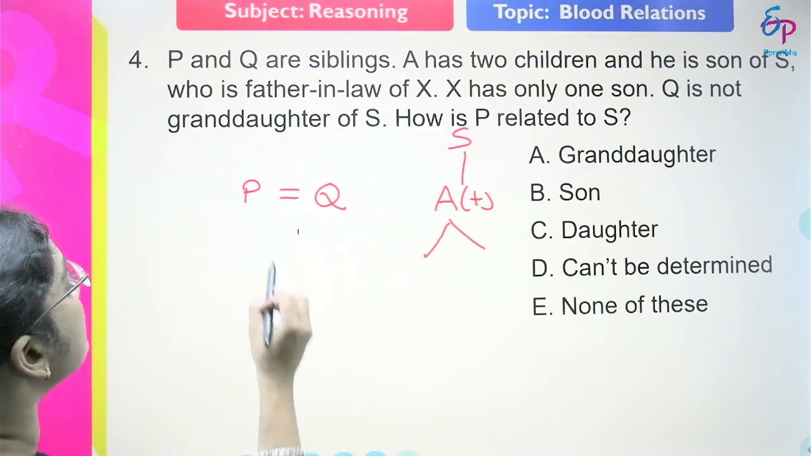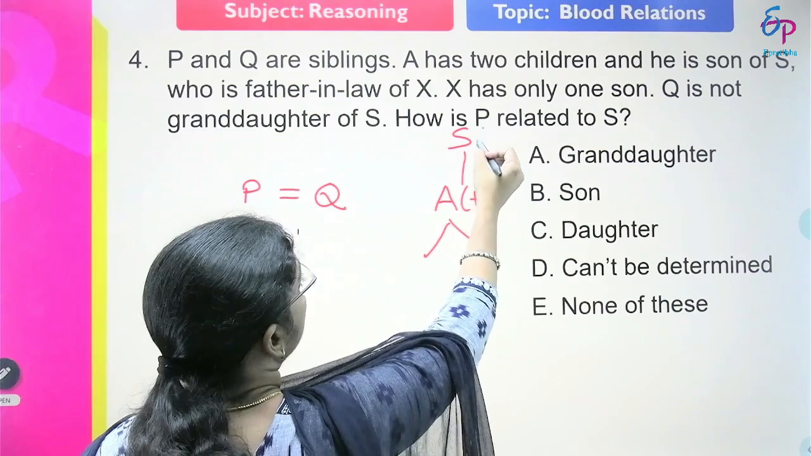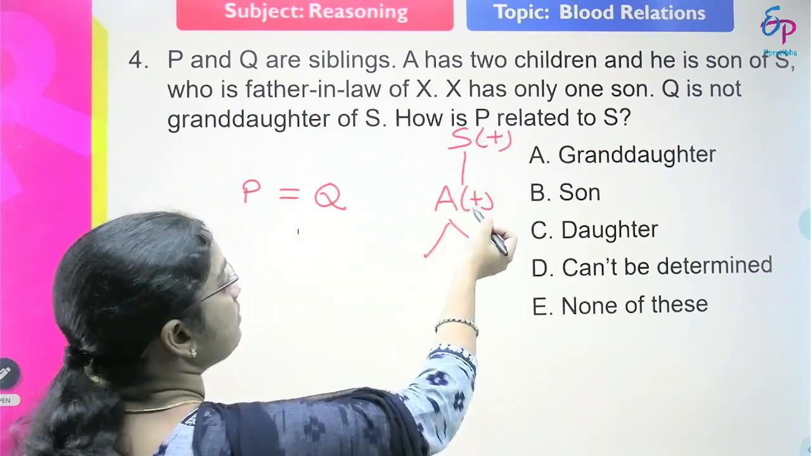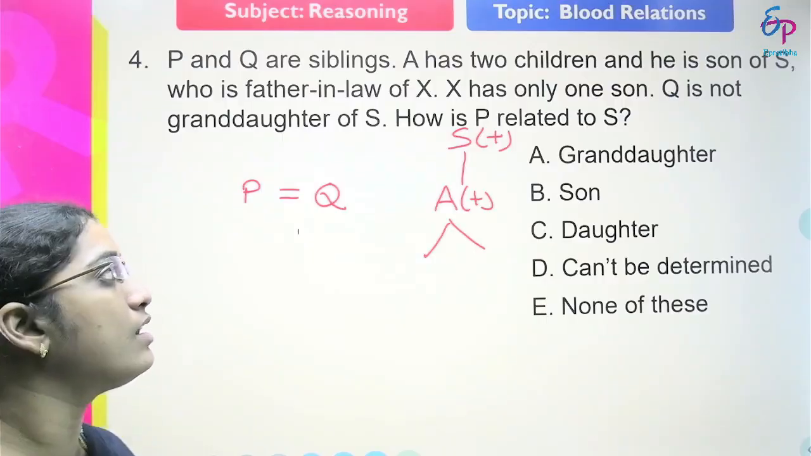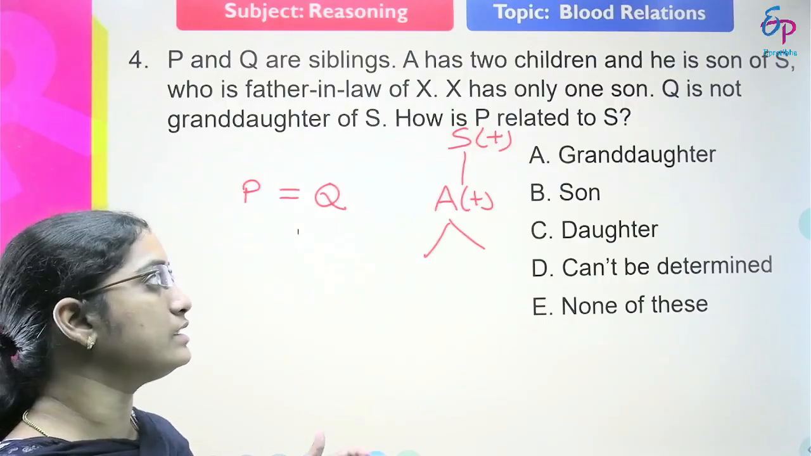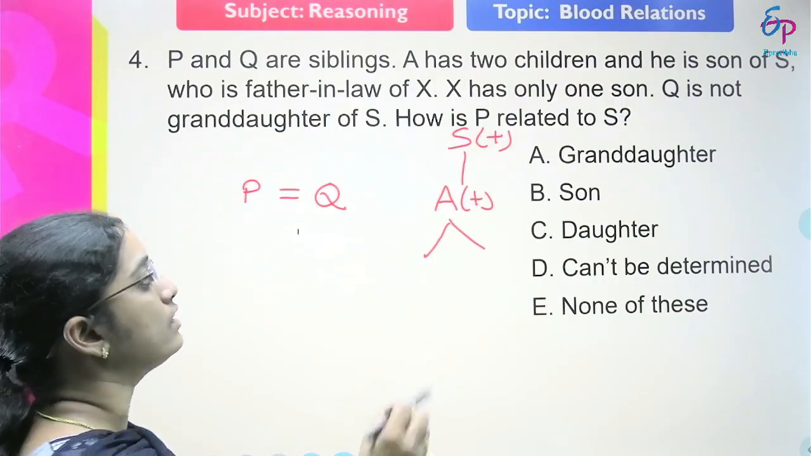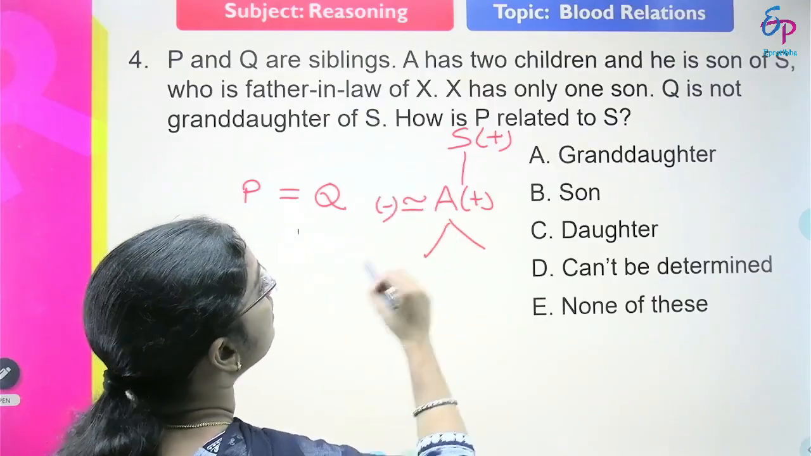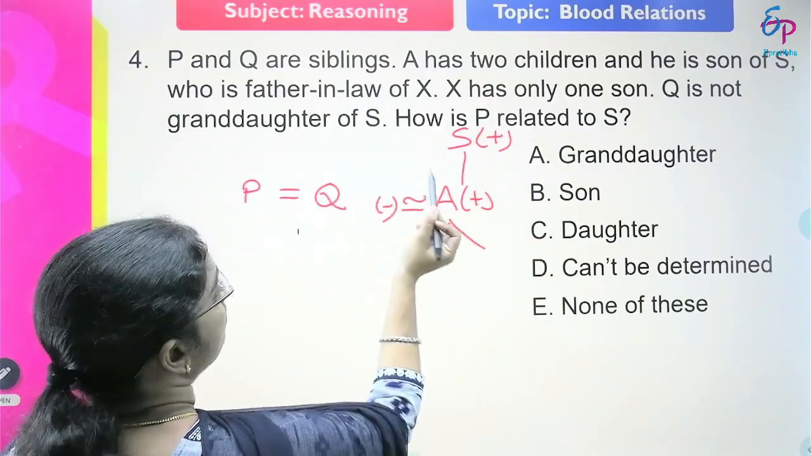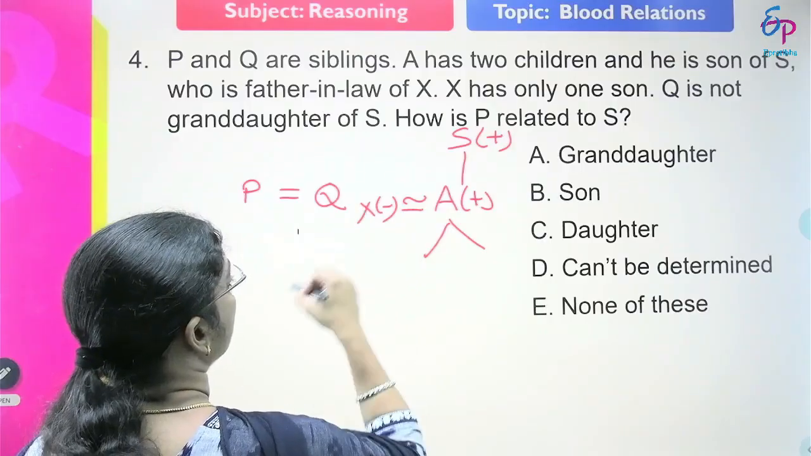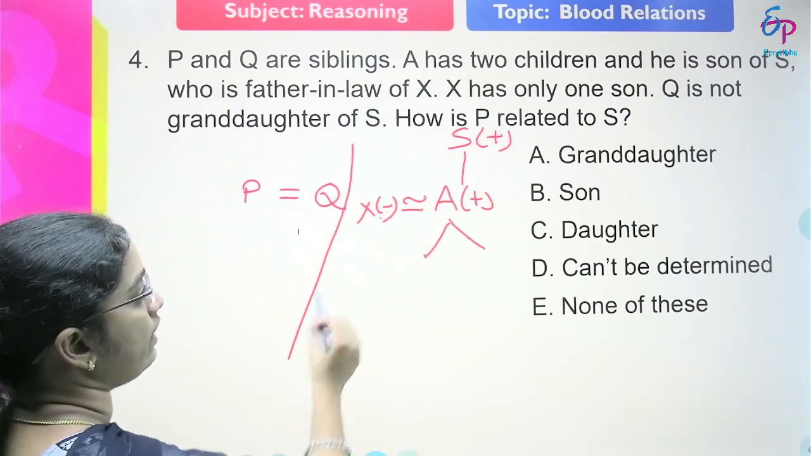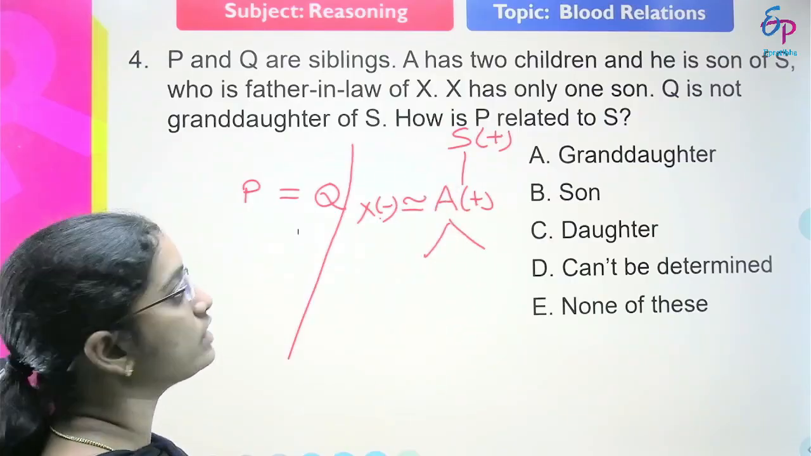Then S, who is father-in-law of X. Okay, S is a father-in-law of X. S is father-in-law means for which person is S father-in-law? So S's son's wife. So S is father-in-law. So here son is A. So that means here we need to take wife of A. So S is father-in-law of X, right? So here we need to take X. Okay, X's husband's father, so father-in-law, right?